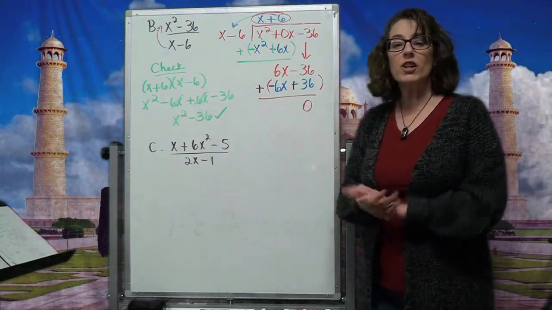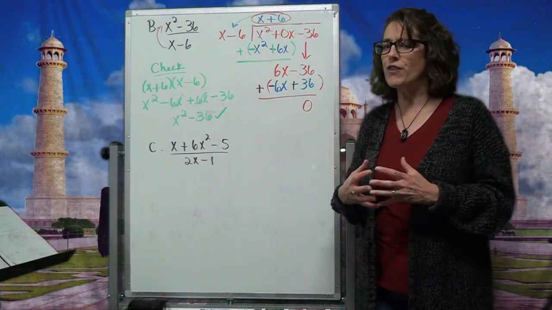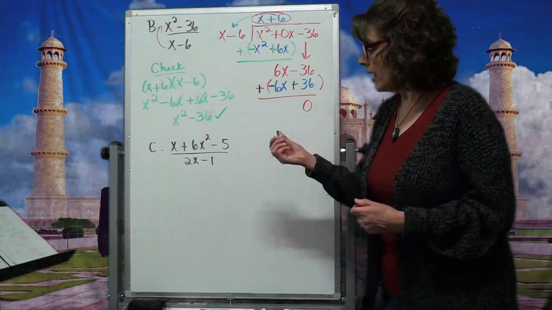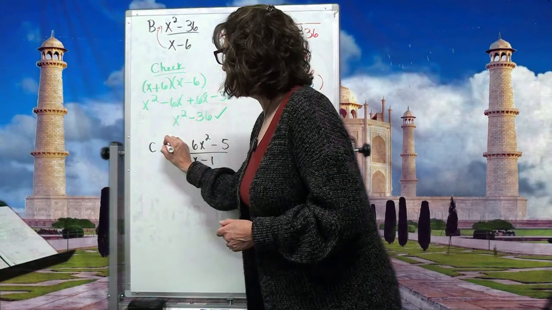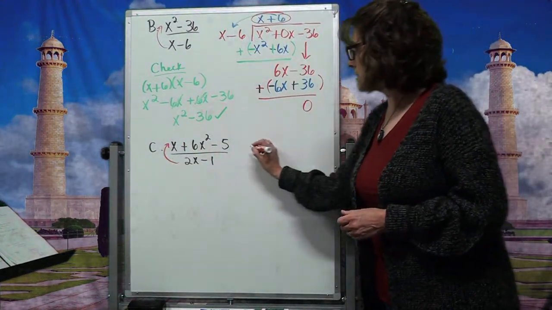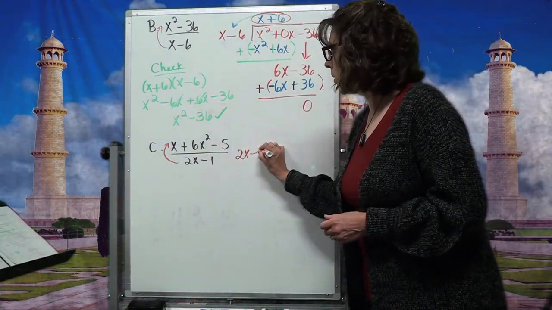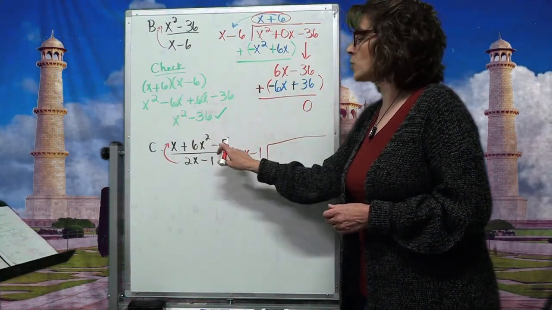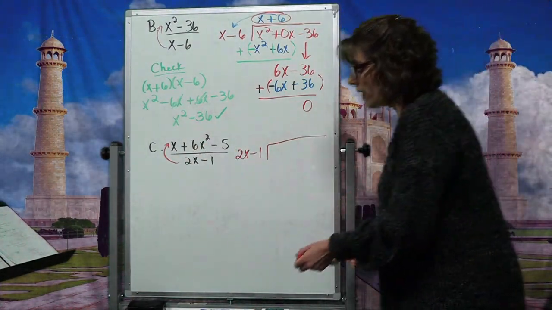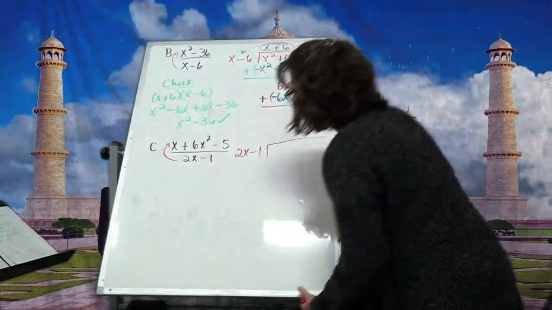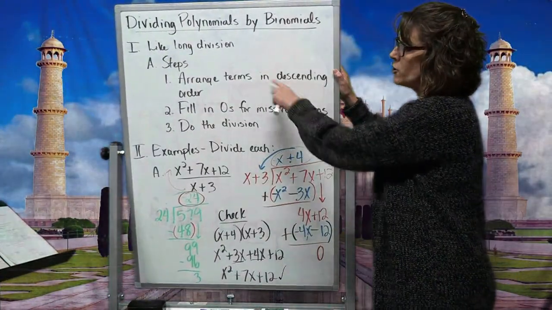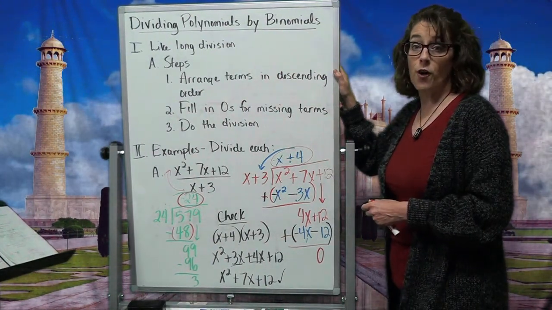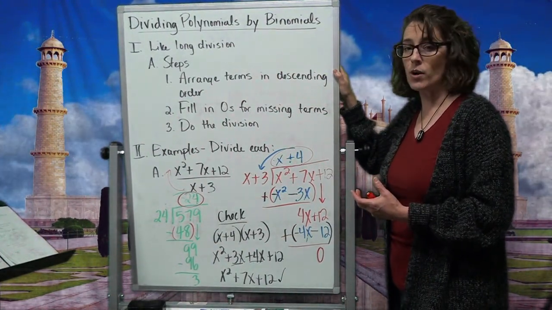Okay, so let's take a look at a few more examples, just to make sure we're very good at this. In this example, yet again, we're dividing, and we know that we're going to divide up, which indicates I'm going to take my 2x minus 1, and I'm going to divide it into my x plus 6x squared minus 5. Now recall that first step said that what I'm going to do is arrange my terms in descending order. Every example that we've seen so far had them in descending order. We didn't need to worry about that.